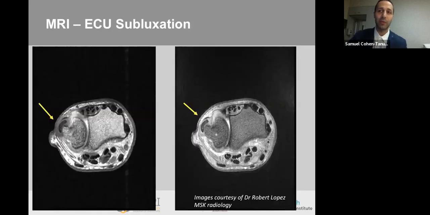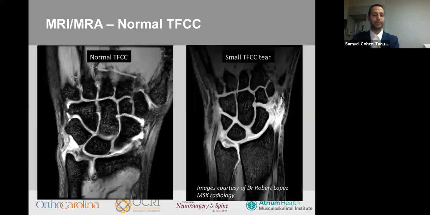Finally, I'd like to demonstrate what some of the pathologies look like on MR and give some examples of how beautiful the resolution can be on some of these images. Here's a subluxated ECU creeping out of its groove in the ulna. And the ECU pathology is best looked at on axial cuts. This is a 3 Tesla MRI. The TFCC is generally assessed in the coronal plane.